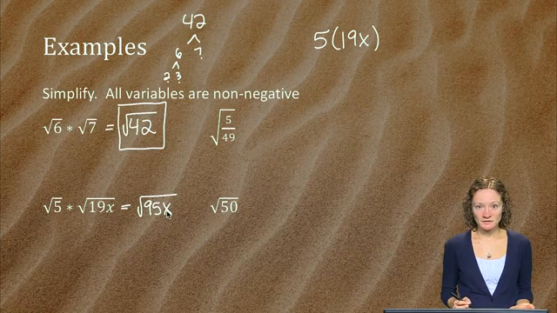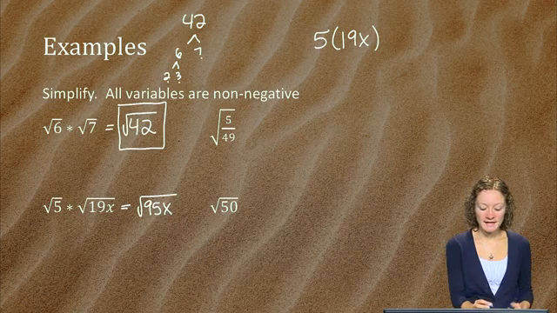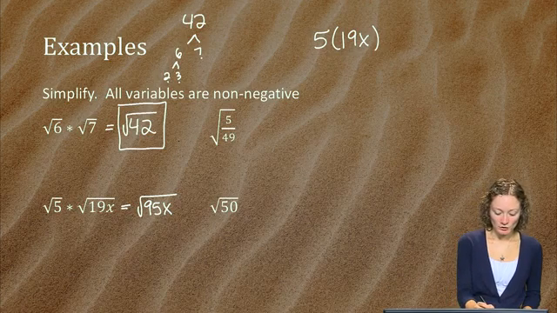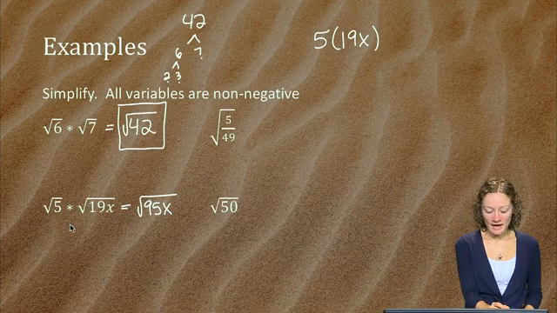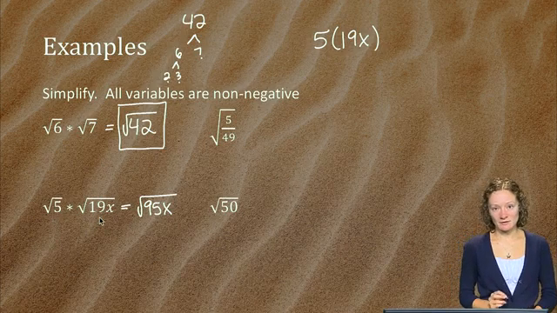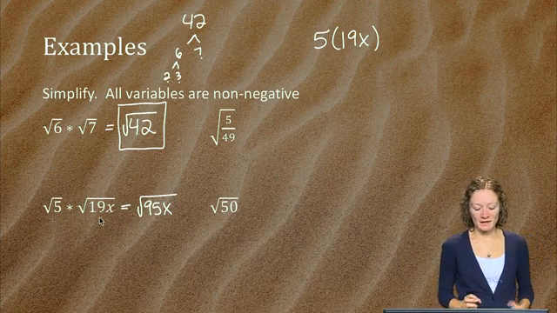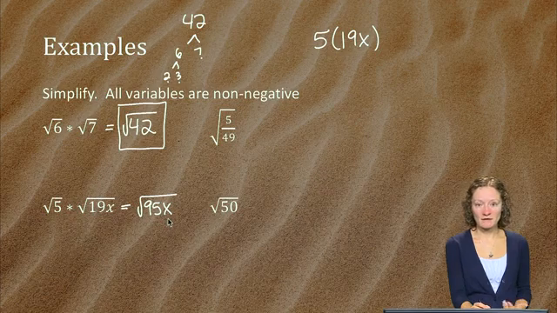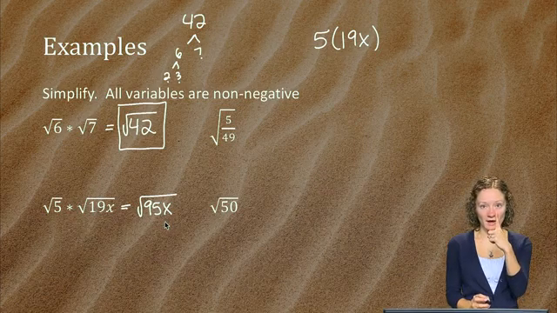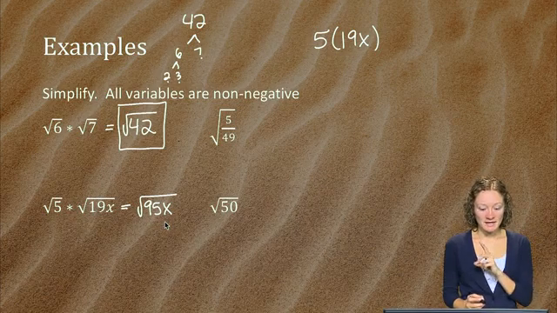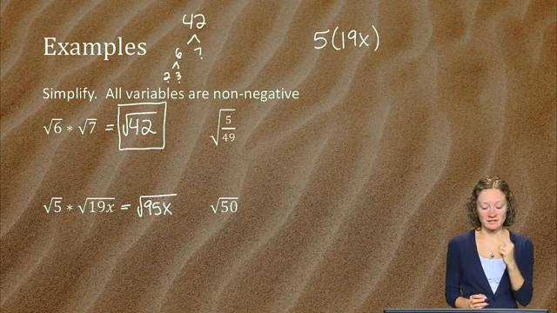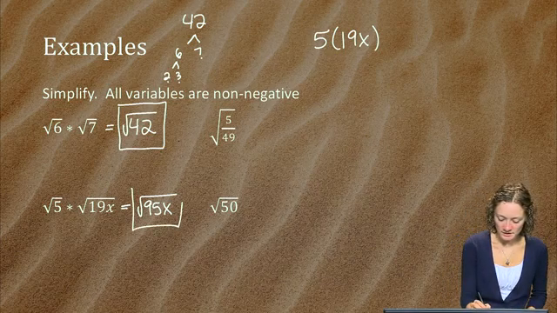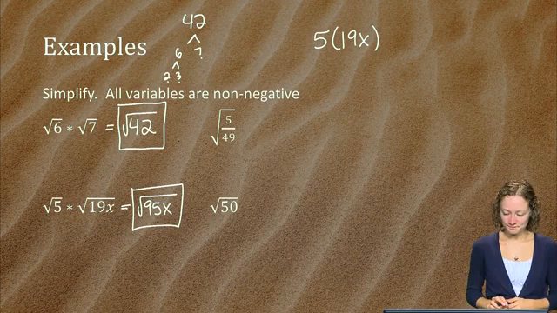Again, the only thing left to do would be to make sure that you couldn't take any pairs out of there. So looking back, the 95 came from 5 and 19, and neither of those break down any further, so there's no pair that can come out from the number. And then from our variable, we only have one single x, and the only way we can take any out of a square root is if we have at least 2. So this is as simple as this one gets.